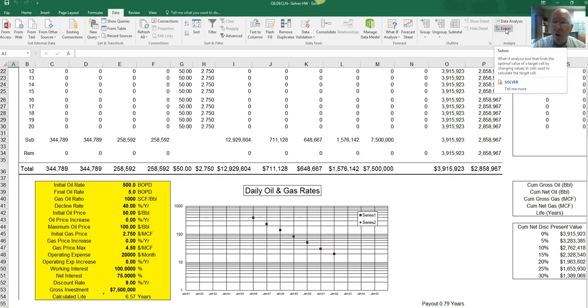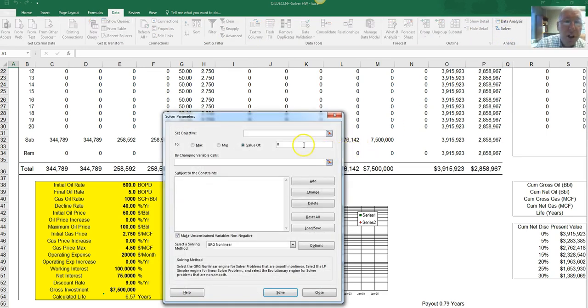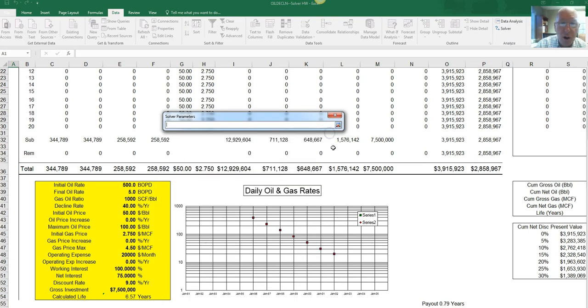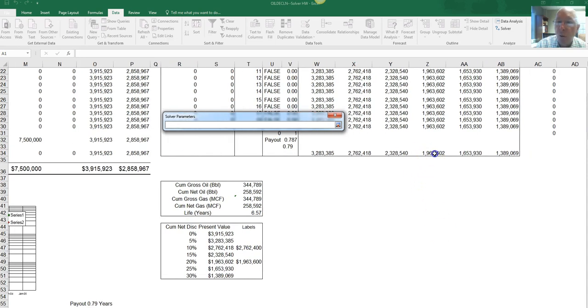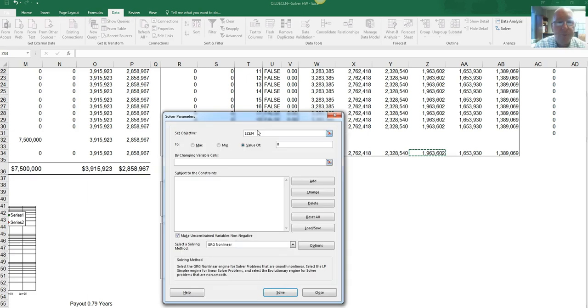So we go to our friend Solver in this corner, and remember that's on the Data tab. We click Solver, and first of all, we have to have an objective that has a formula in it. And so what we want to do is go over here to Z34, which is the present value 20, and select that. And we want it set to a value of 0. So this will tell us exactly where the line is between a go well with a positive present value or a no-go well with a negative present value.